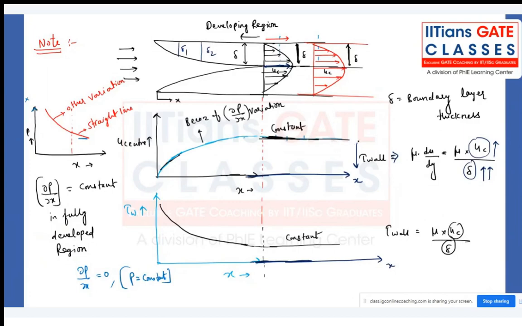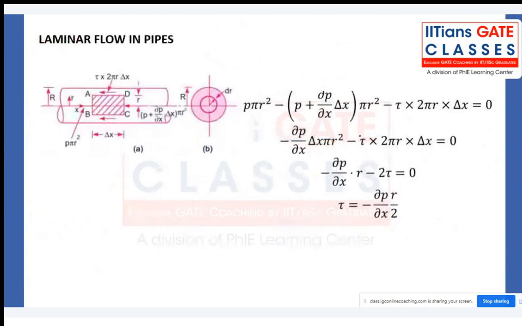Now, note down the laminar flow. That is the first case we are discussing, the very first case, laminar flow in pipes. Note the small figure which is shown in the figure.